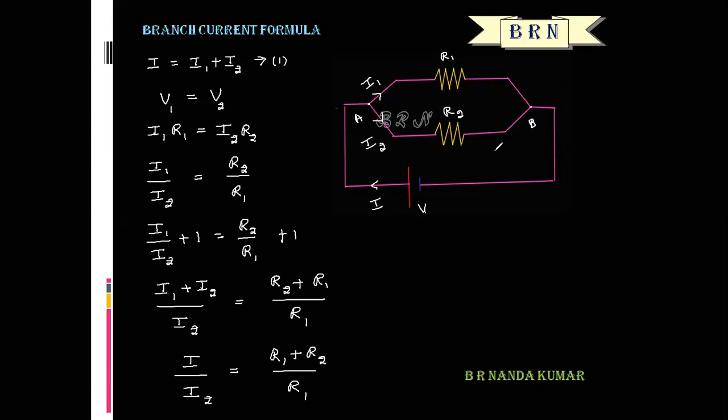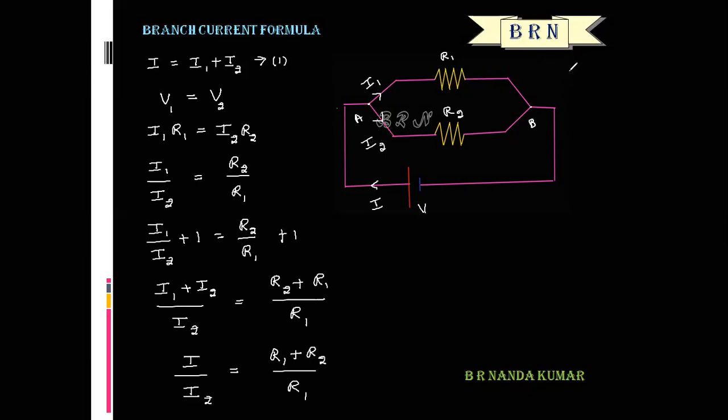So we want the branch current I2. What is the meaning of branch? Branch means, actually this is an electrical network. So a branch means a part of the electrical network that lies between two junctions. Okay, so this is a branch. This one is also a branch. I1 is the branch current. I2 is also a branch current.